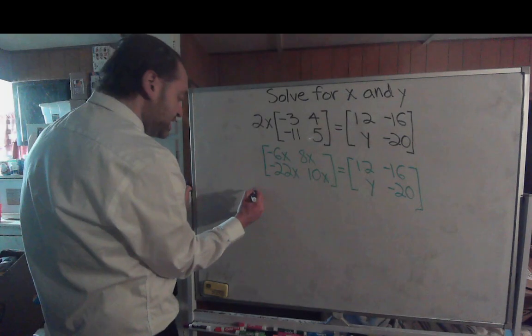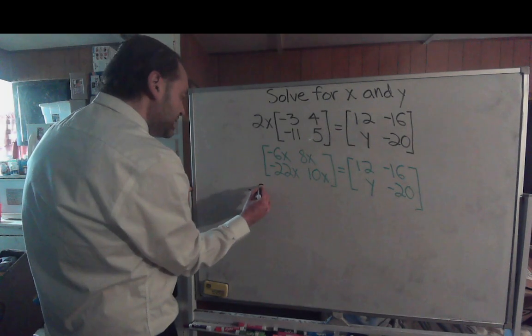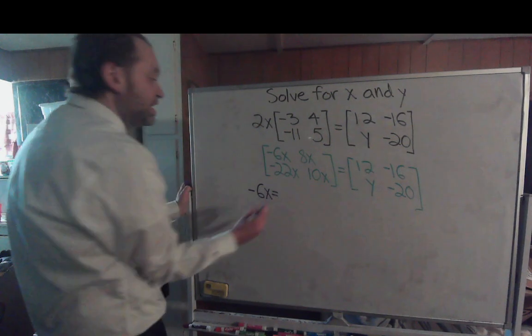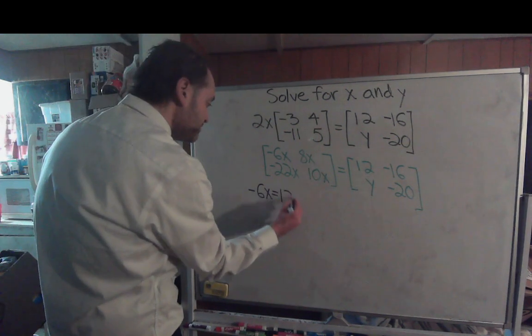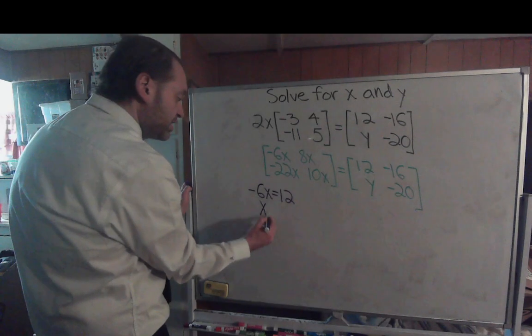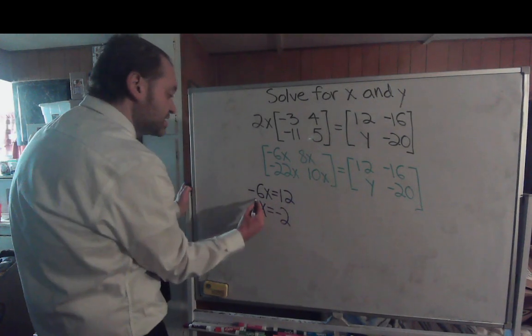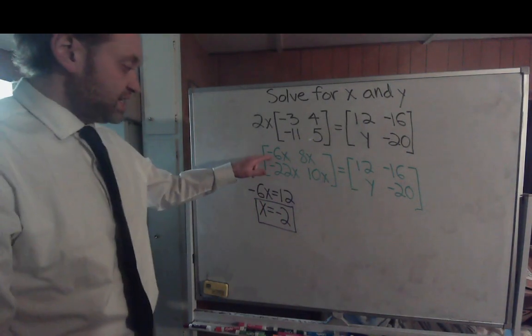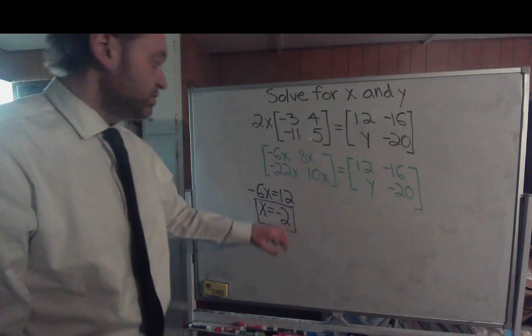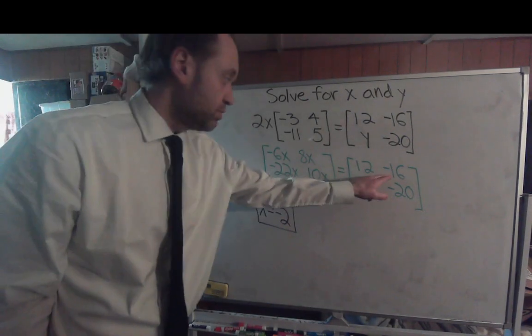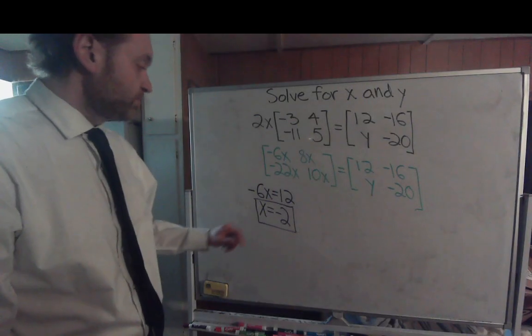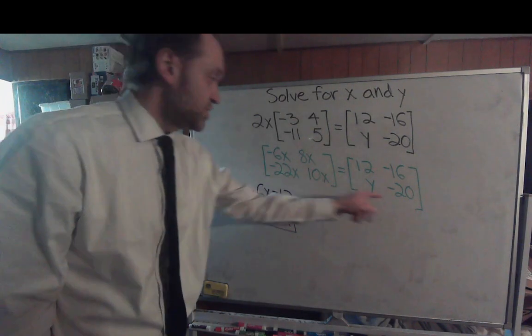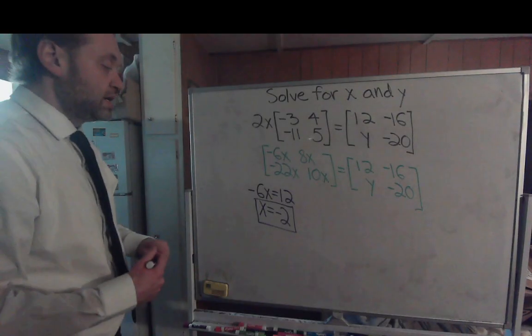Let's say I take negative 6x, set that equal to 12, right? That would give me an x value of negative 2. And it checks out. And let me just demonstrate real quick. So negative 6 times negative 2 would equal 12. 8 times negative 2 would equal negative 16. And then 10 times negative 2 would equal negative 20.